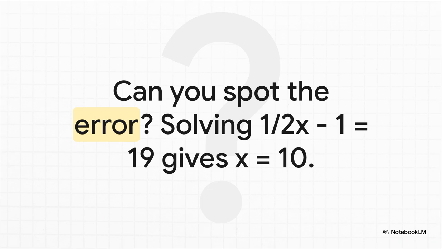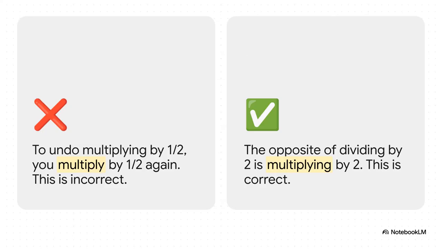Take a look at this problem. So after you add 1 to both sides, you'd get 1/2 x equals 20. The work here then shows multiplying by 1/2 again to get rid of it. Take a second. What's wrong with that picture? The mistake is using the wrong opposite. Multiplying by 1/2 is literally the same thing as dividing by 2. And what's the opposite of dividing by 2? It's multiplying by 2. So you should multiply both sides by 2, which gives you the right answer, 40.